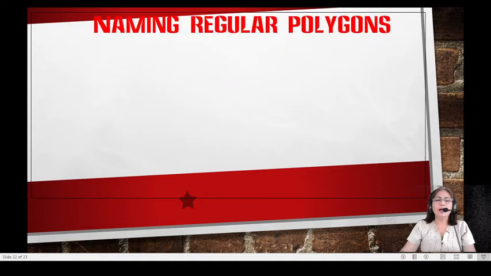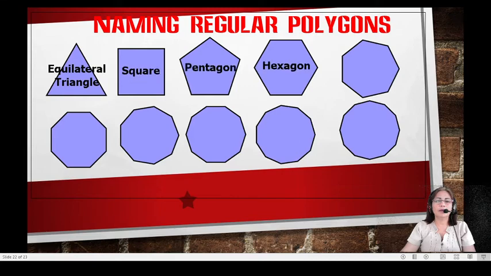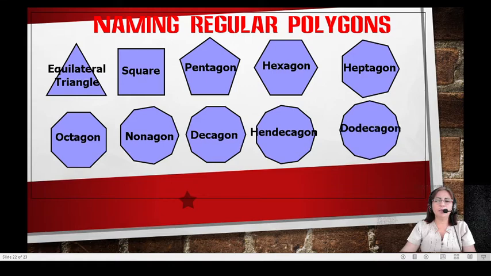Let's name regular polygons. We have here the regular polygons: equilateral triangle, square, pentagon, hexagon, heptagon, octagon, nonagon, decagon, dodecagon. They are regular because all their sides are equal. So, if the sides are equal, they are called regular polygons.